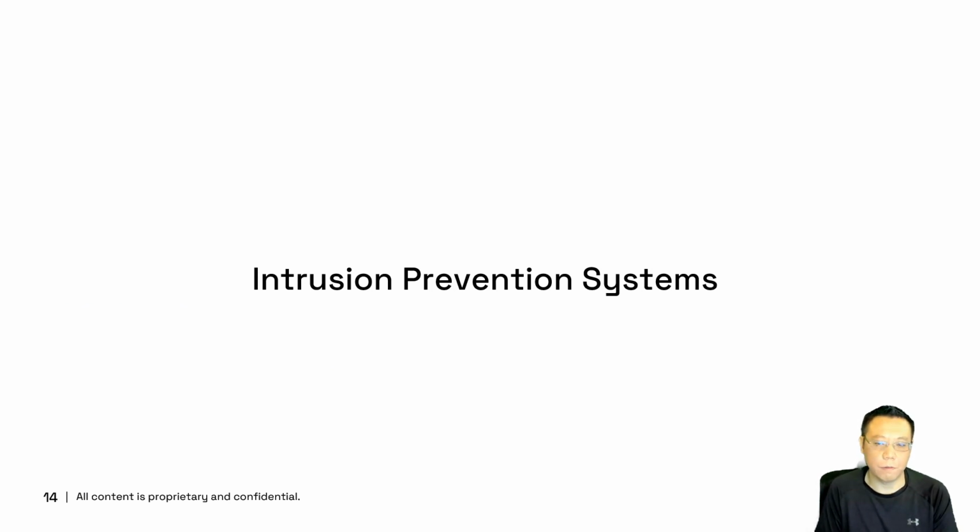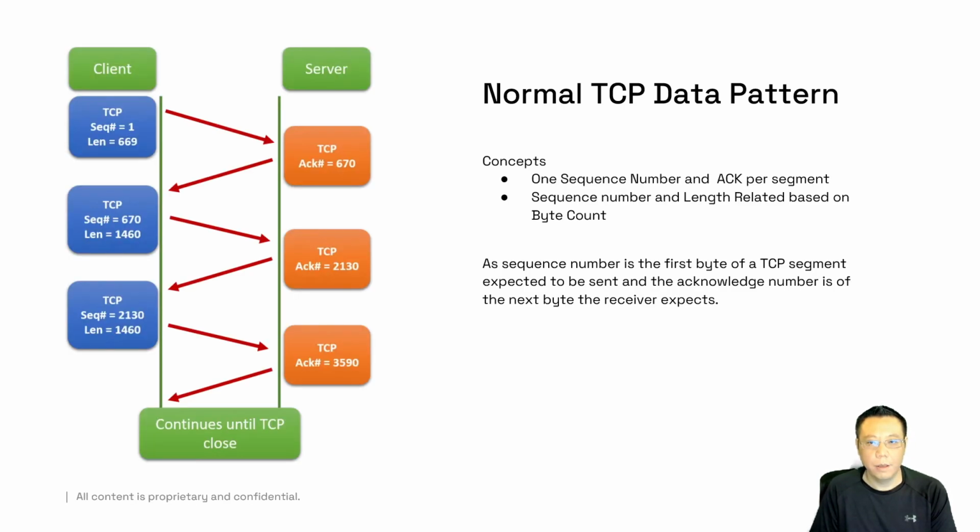Now let's move into intrusion prevention systems and understand how that plays with proxies and payloads as a whole. First and foremost, we want to have normal TCP data patterns. So what does good look like in terms of TCP? Again, you have the three-way handshake, and on top of that, remember that we have sequences. Sequence 1 starting with a length of 669 total bytes. I acknowledge it with my own acknowledgement number of 670, which is sequence number 1 plus the length.